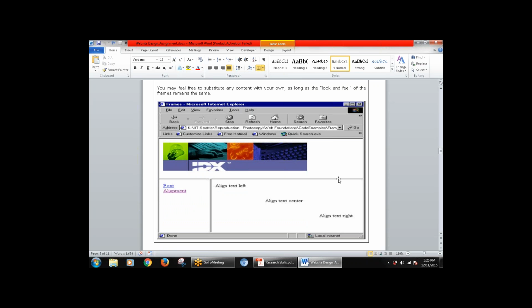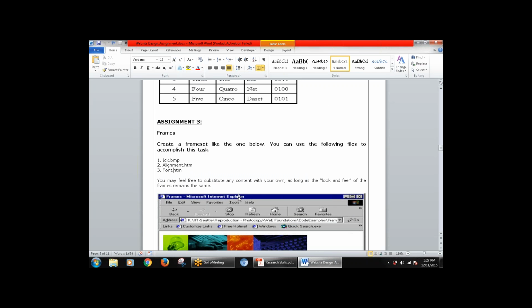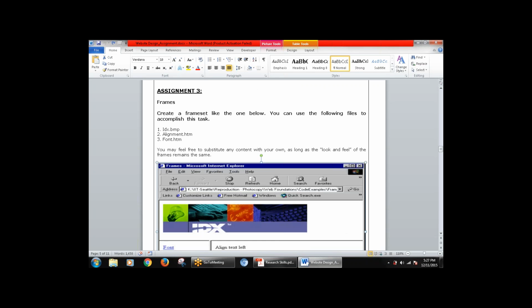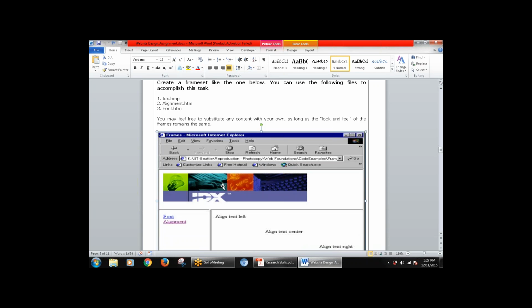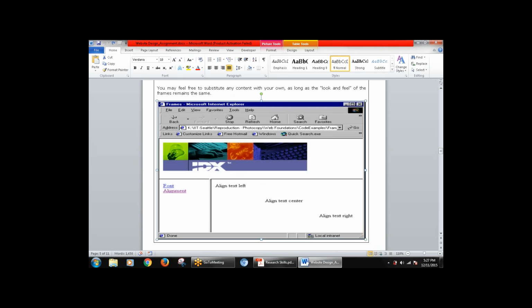One row contains the image only. Another row is divided into 2 columns. One column contains the font and the second contains the various types of alignment. You may feel free to substitute any content with your own, as long as the look and feel of the frames remains the same. That means the rule is the same, you have to make this activity in this manner only.